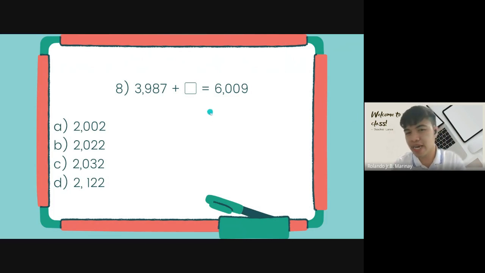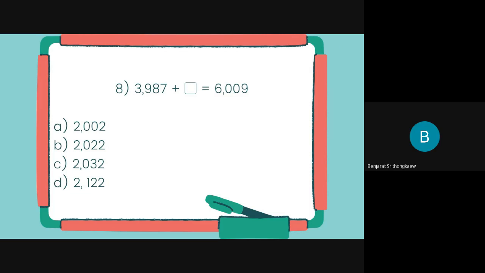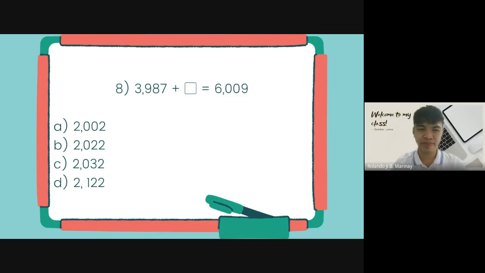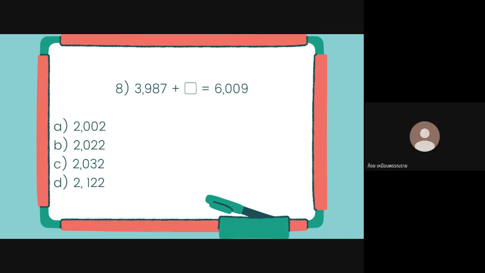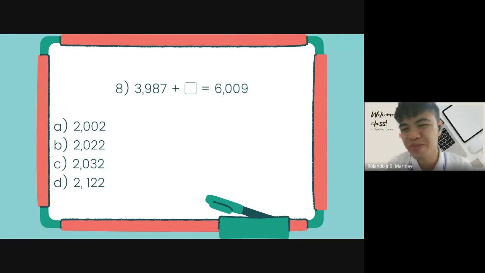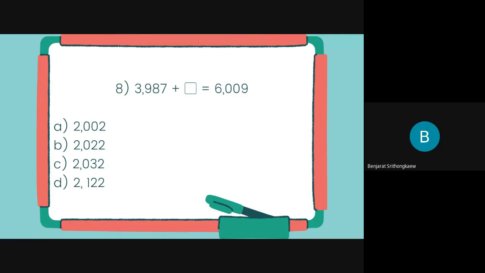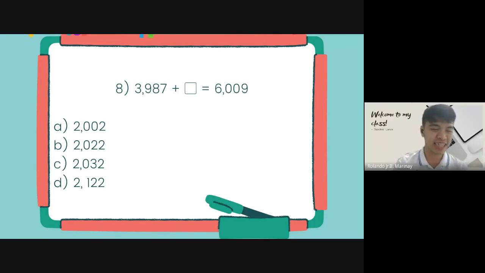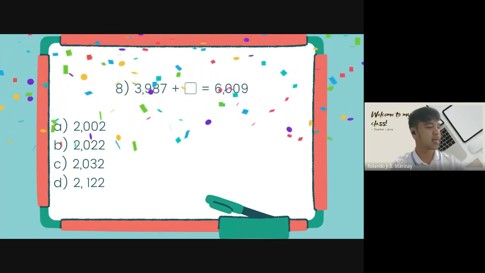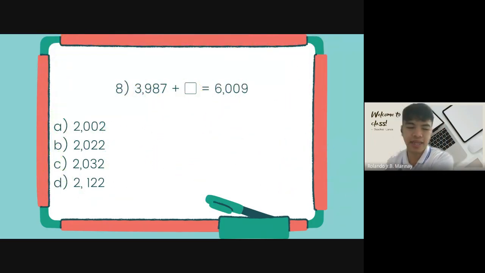3,987 plus blank is equal to 6,009. What's the correct answer? C? Nope. A? Nope. B. Okay, that's letter B. 2,022. Okay, ready for the next one?